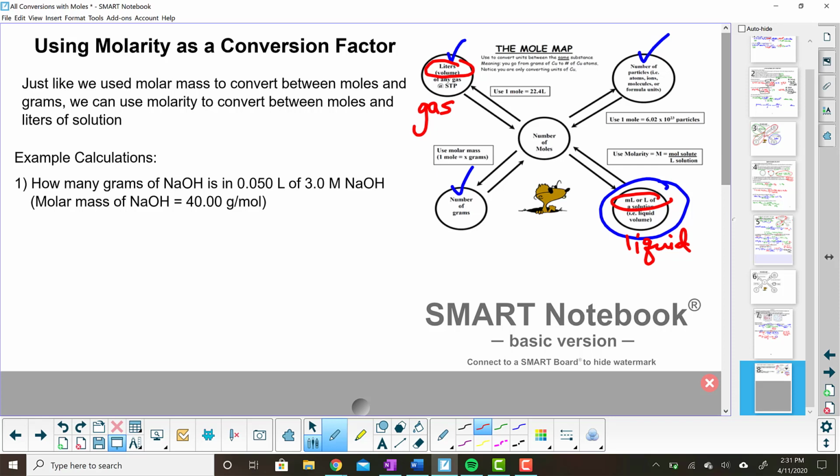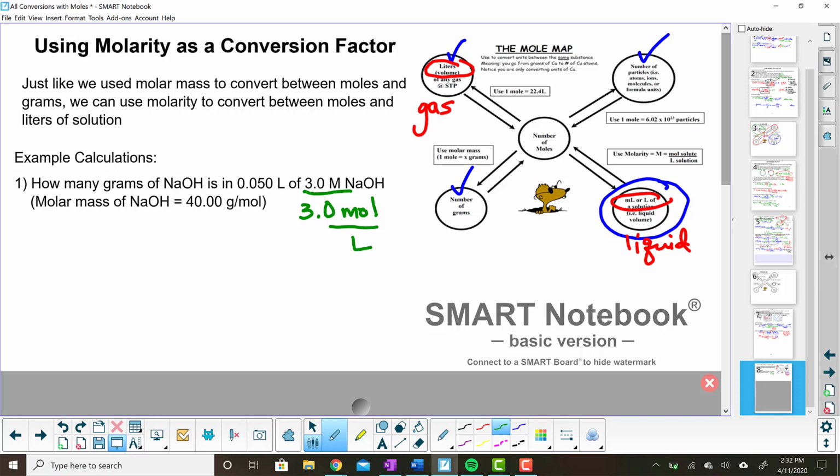So the first calculation says how many grams of NaOH, which is called sodium hydroxide, is in 0.050 liters of 3.0 molar NaOH. Oh, and the problem was so kind and gave us the molar mass of sodium hydroxide. But let's break down this problem. The first thing that I want you to do, anytime that you see that big M for molar, I want you to rewrite it into moles over liters. That's going to help you see that this value is a conversion factor, and you can use it as a conversion factor.